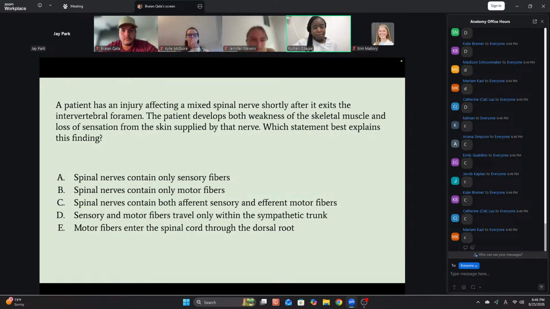I don't know if this is the last one. Okay. A patient has an injury affecting a mixed spinal nerve. Shortly after it exits the intervertebral foramen, the patient develops both weakness of the skeletal muscle and loss of sensation from the skin supplied by that nerve. Which statement best explains this finding? Is it A, spinal nerves contain only sensory fibers, B, spinal nerves contain only motor fibers, C, spinal nerves contain both afferent sensory and efferent motor fibers? D, sensory and motor fibers travel only within the sympathetic trunk? Or is it E, motor fibers enter the spinal cord through the dorsal root?